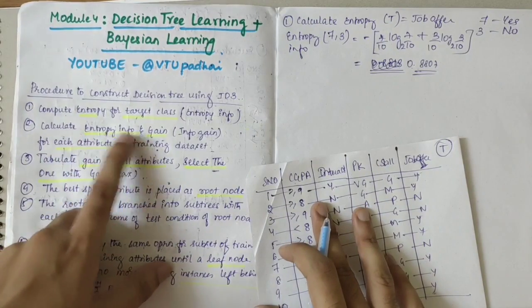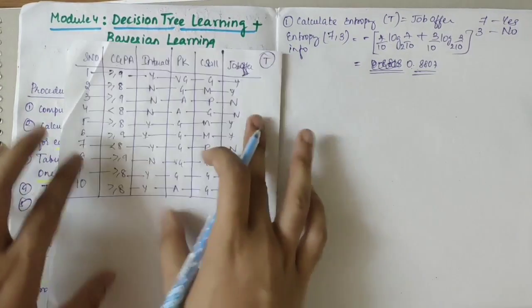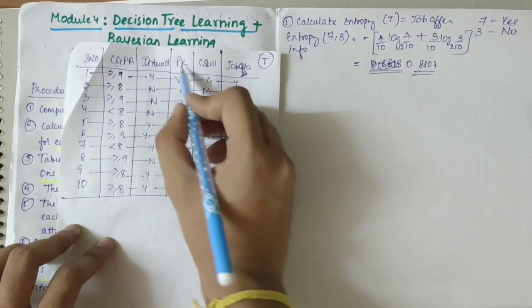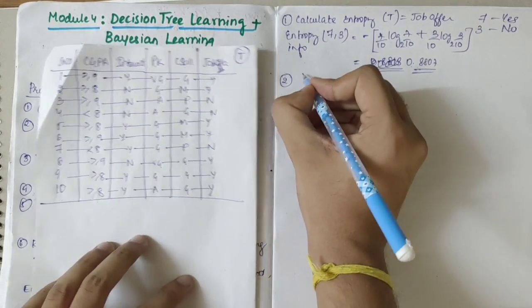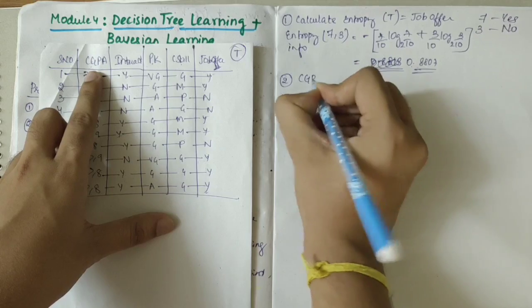The second step is to calculate the entropy info and gain for each attribute. There are 4 attributes here: CGPA, interactiveness, practical knowledge, and communication skills. So for the second step, I'll calculate for CGPA.